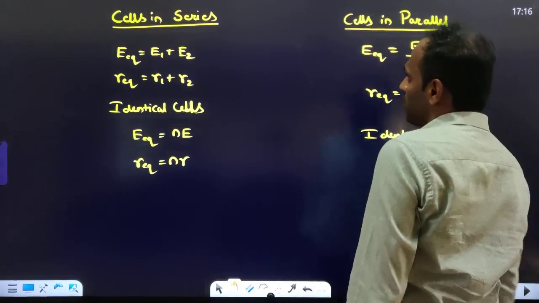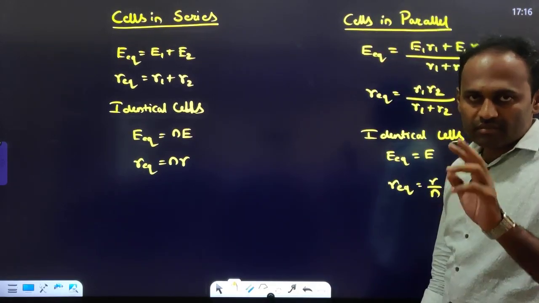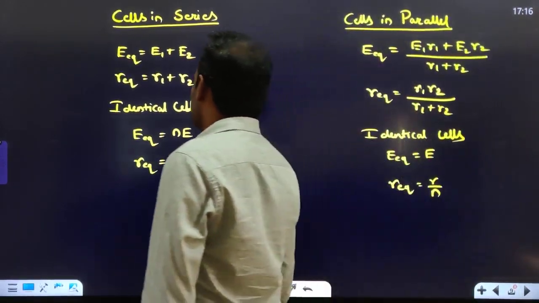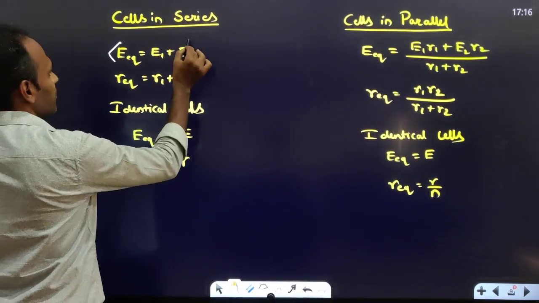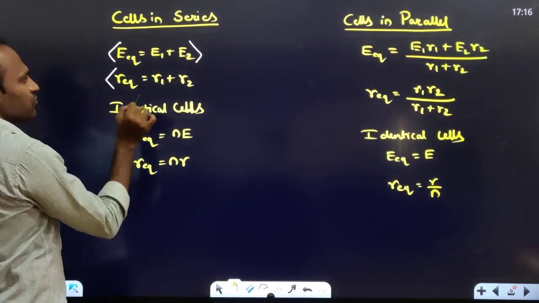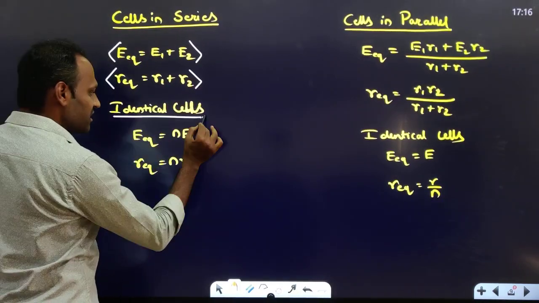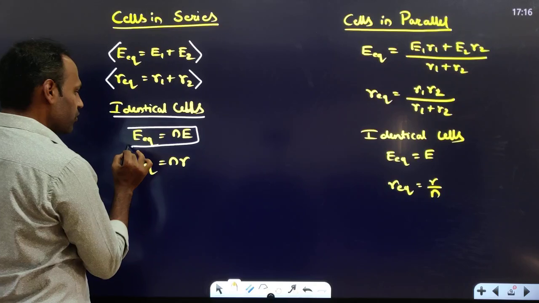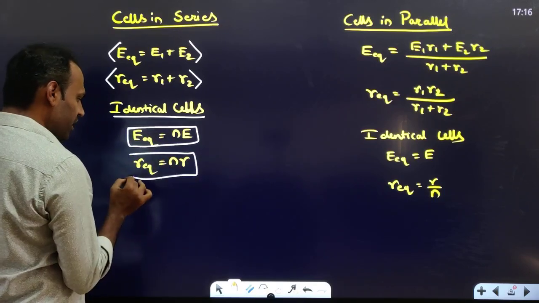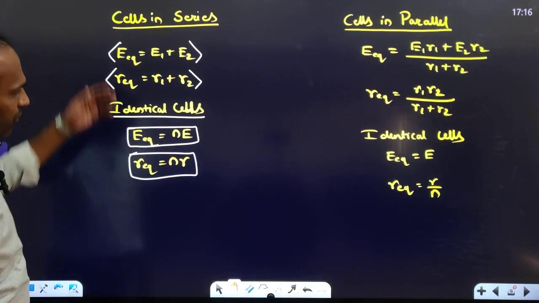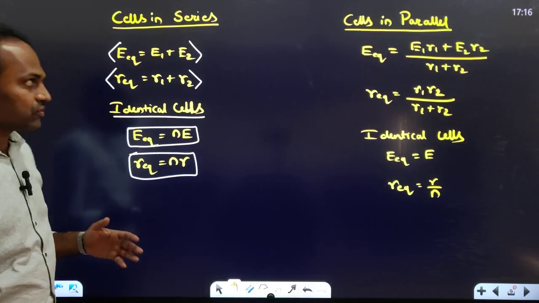Okay, next, combination of cells we'll see. We know very well, if the cells are connected in series, then equivalent EMF will be equal to E1 plus E2. Equivalent internal resistance will be R1 plus R2. If identical cells are there, E equivalent is equal to N into E, R equivalent is equal to N into R, right? So these formulas we know from theory itself, so you have to remember those formulas.